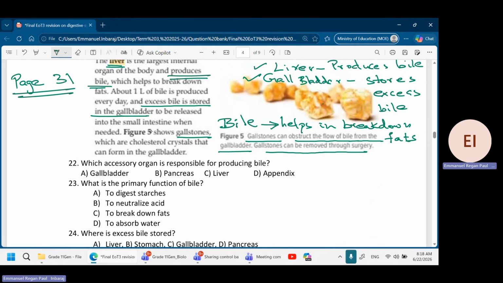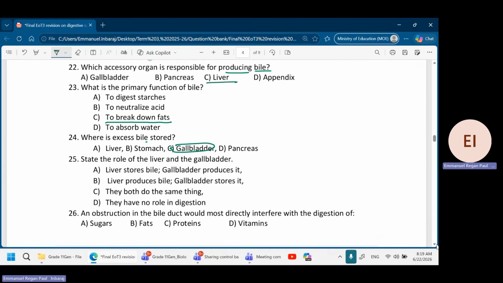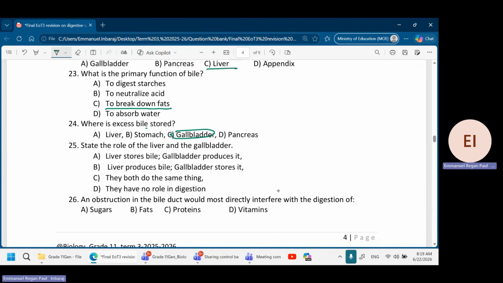Which gland, accessory organ, is responsible for producing bile? We know that it's the liver. What is the primary function of bile? It helps to break down the fats. Where is excess bile stored? It's stored in the gallbladder. Again, I'm telling you, this is not the exact question, so learn the concepts, learn everything. Learn the key points I gave you in the class. That's important.